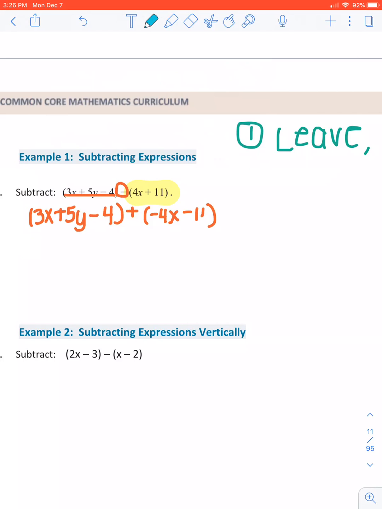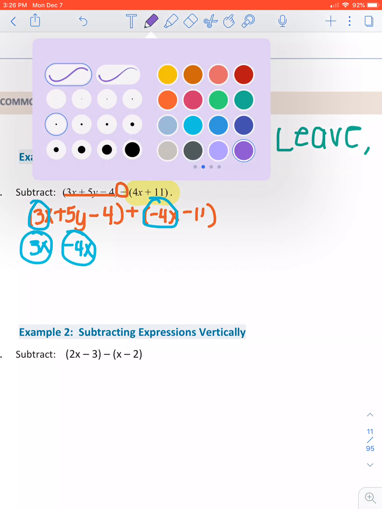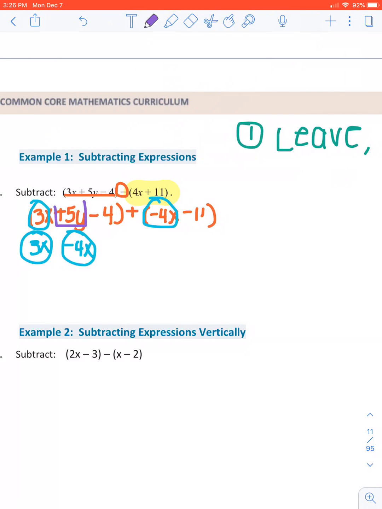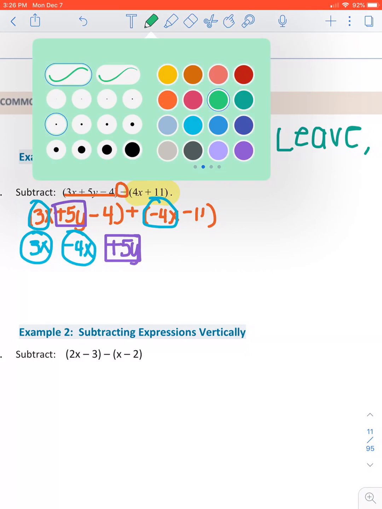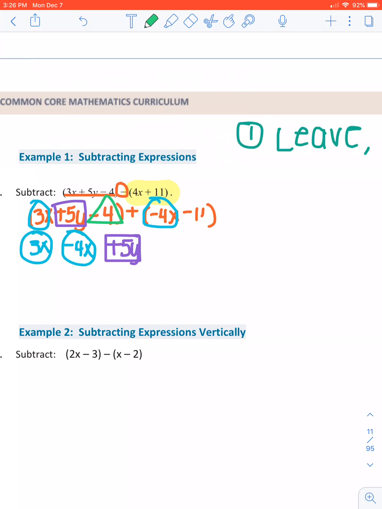All right, so we're going to do our circles and squares now. Now we're just adding. So we're going to circle 3x and negative 4x. I'm going to write those next to each other. So 3x, negative 4x. I'm going to put a box around plus 5y. Now, there's nothing like plus 5y, so that's the only thing that's in the box. All right, and then I'm going to use a triangle for the numbers. So I have negative 4 and negative 11.